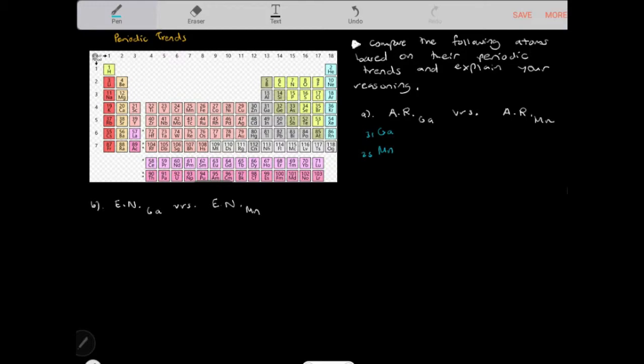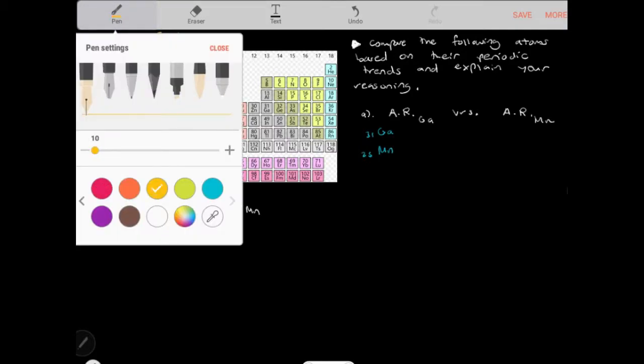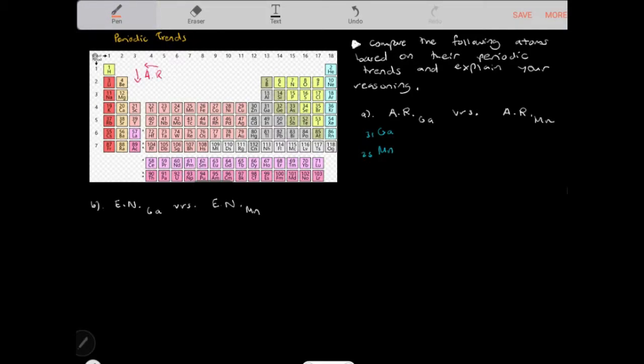And we can understand that atomic radius, if we recall, will increase. I'm just going to look at the increasing trend for each of these. The atomic radius increases to the left of the period and down a group, right? So in this case, we can understand that the atomic radius of manganese should be greater than the atomic radius of gallium, right?